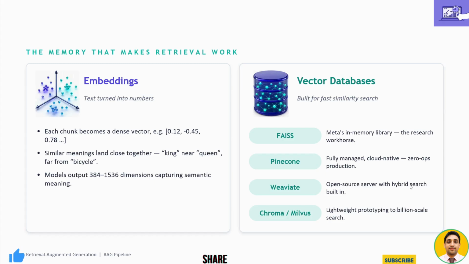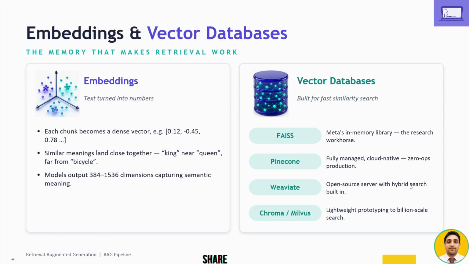Embeddings and vector databases, the memory that makes retrieval work. Let's go a bit deeper into embeddings, since they are really the foundation that makes intelligent retrieval possible. An embedding is essentially text turned into numbers.